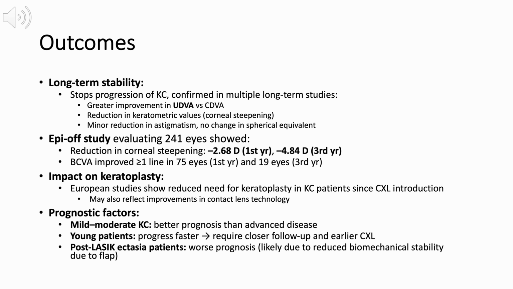and spherical equivalent remains largely unchanged. One notable epi-off study evaluating 241 eyes revealed a reduction in corneal steepening of approximately minus 2.68 diopters at 1 year and minus 4.84 diopters at 3 years. BCVA improved by at least 1 line in 75 eyes during the first year and in 19 eyes by the 3rd year, supporting the long-term effectiveness of the procedure.